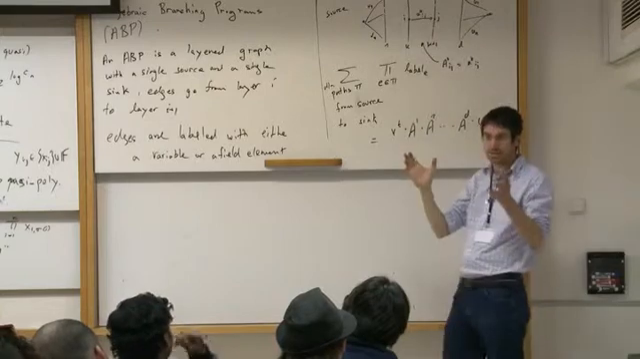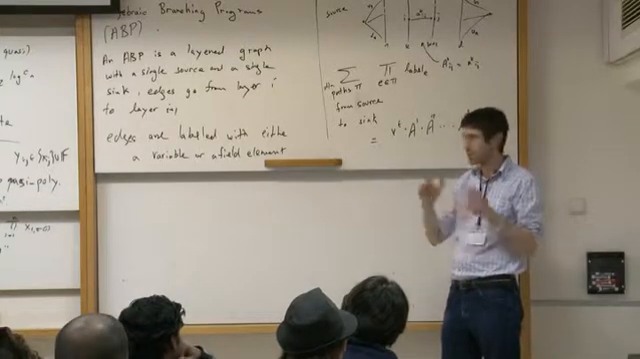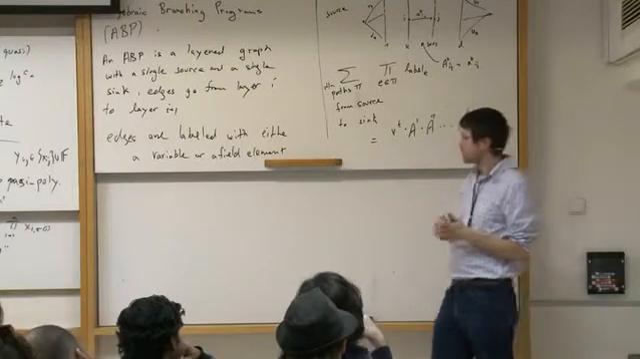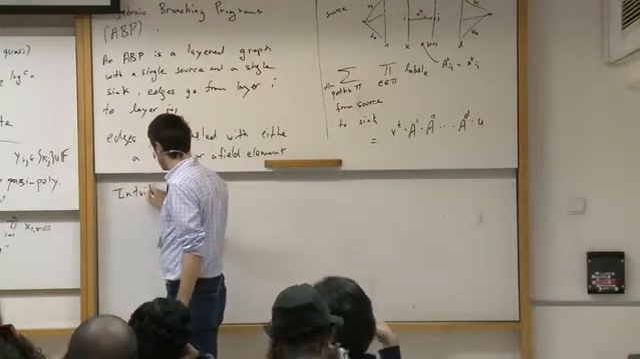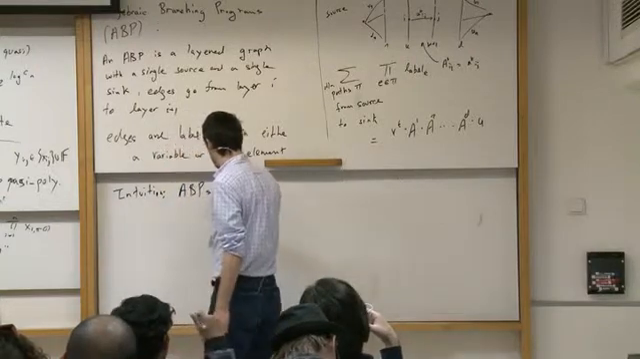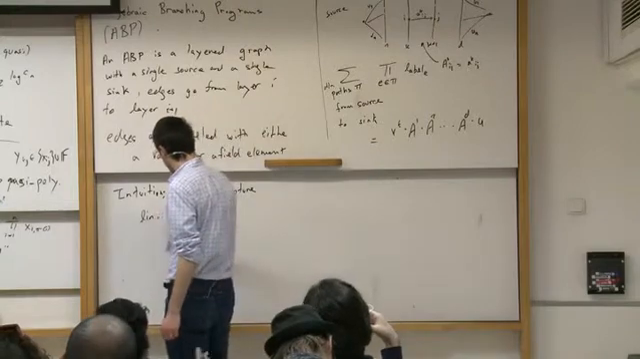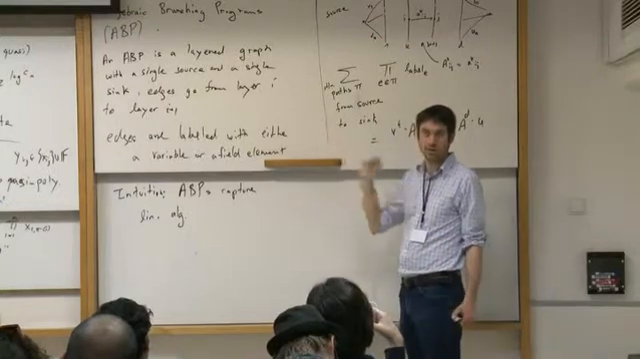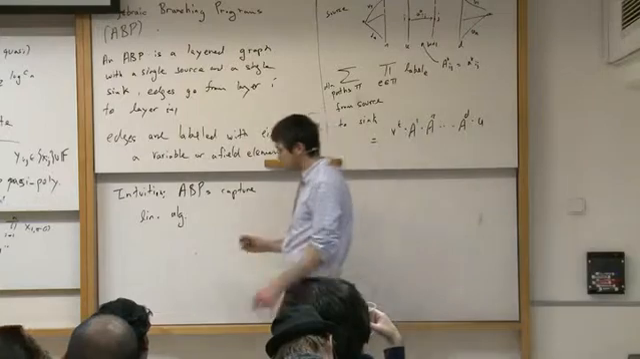If something can be computed by an ABP that has S nodes, then it can also be computed by a determinant of an S by S matrix, or an S plus 1 by S plus 1. We'll see soon. Okay? So intuitively, the intuition is that ABPs capture linear algebra. So whenever you do linear algebra, in some sense, you're working in the ABP model.